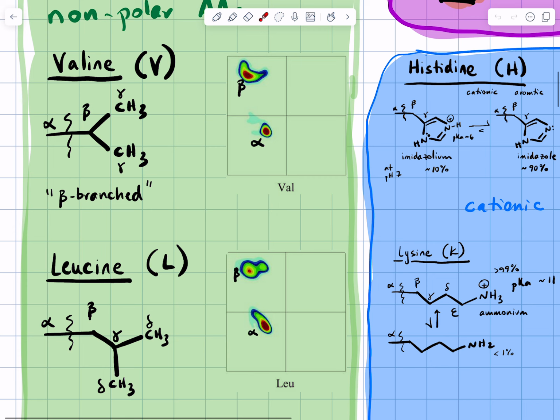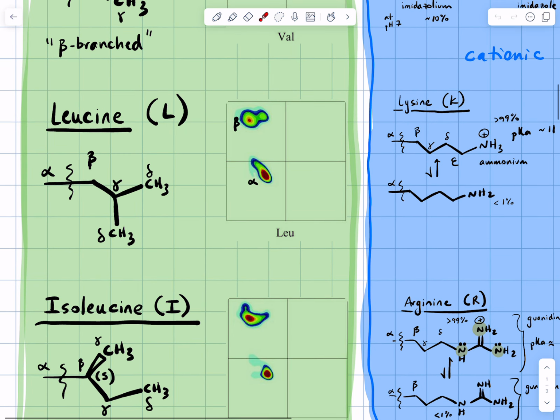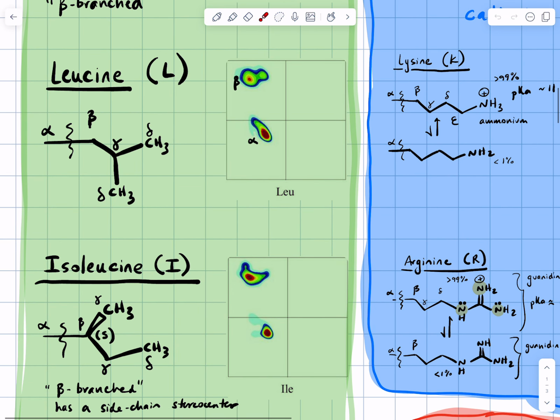Leucine is like valine. You just insert a CH2 unit in between the isopropyl group and the alpha carbon. So in leucine, the beta carbon is CH2. Now it's the gamma carbon that has the branching methyl groups on it. And then isoleucine is like leucine, only you've taken one of the methyl groups and moved it back to the beta carbon. That's why it's called isoleucine, because it's an isomer of leucine. The one-letter codes make sense, L and I respectively.